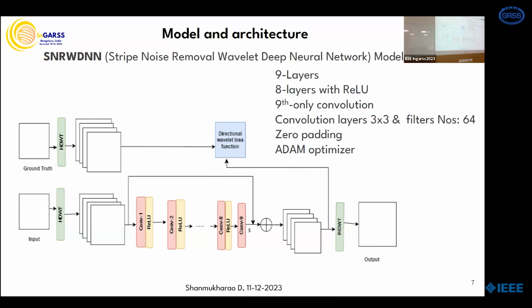First, I have transformed the input image into the wavelet domain, so that we get 4 coefficients: approximation, horizontal, vertical, and diagonal coefficients. So my model is trained in the wavelet domain. Once the model is trained and I get the wavelet domain coefficients, I apply the inverse wavelet transform, so that the final output comes.